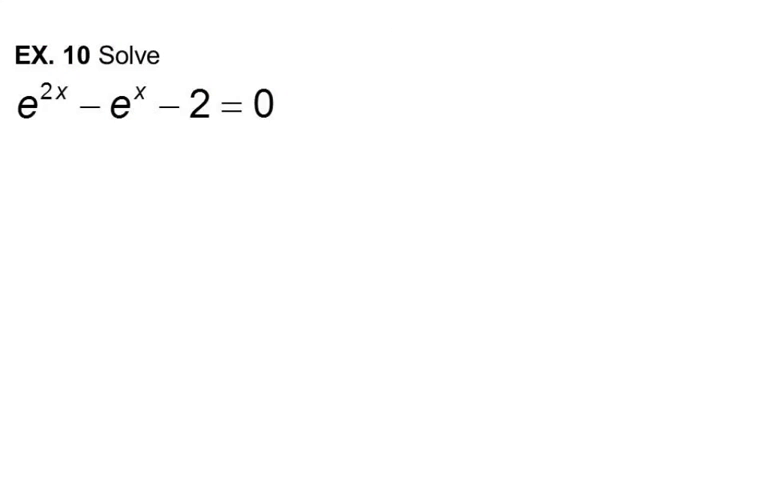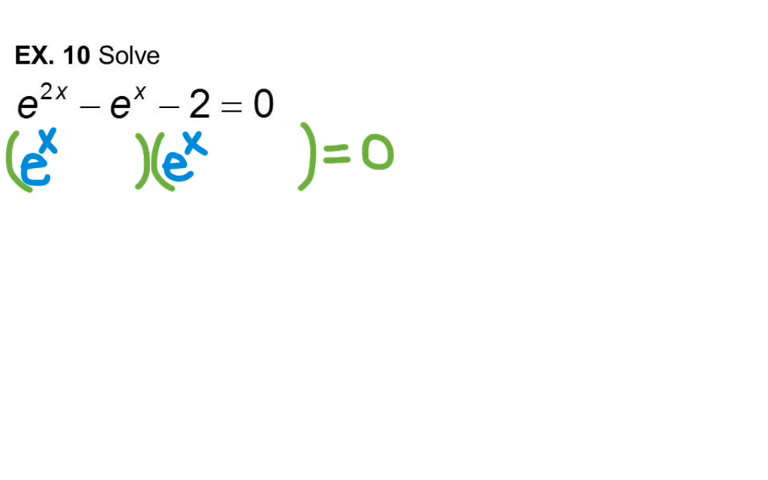Okay, last example. I have e to the 2x power minus e to the x minus 2 equals 0. So I can't rewrite this into logarithmic form yet. This problem will actually factor similar to the way that a quadratic function factors, because e to the x times e to the x will be e to the 2x power. So you can just pretend like this is a quadratic function. And then two numbers that multiply to get negative 2 but add to get negative 1 will be negative 2 and positive 1.